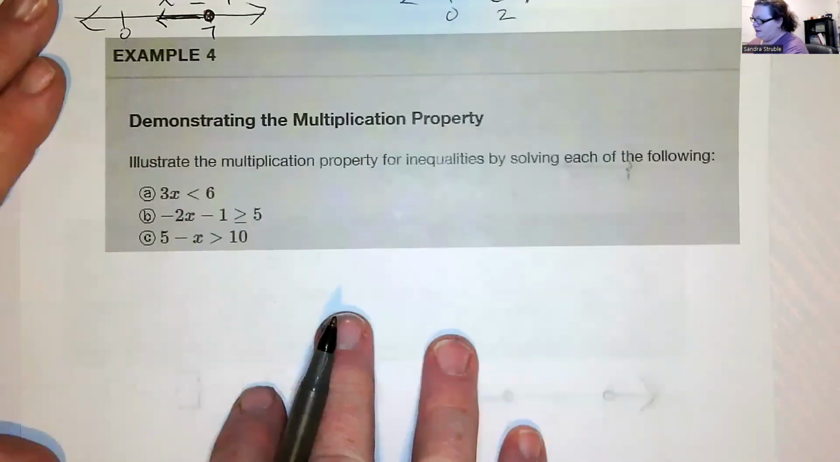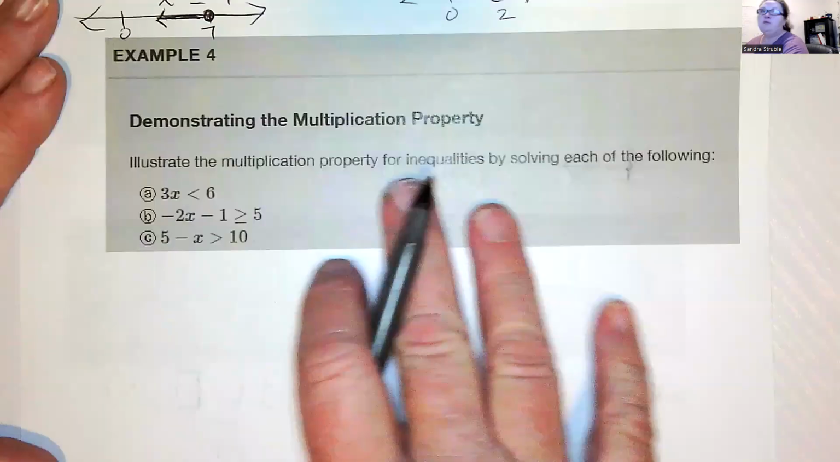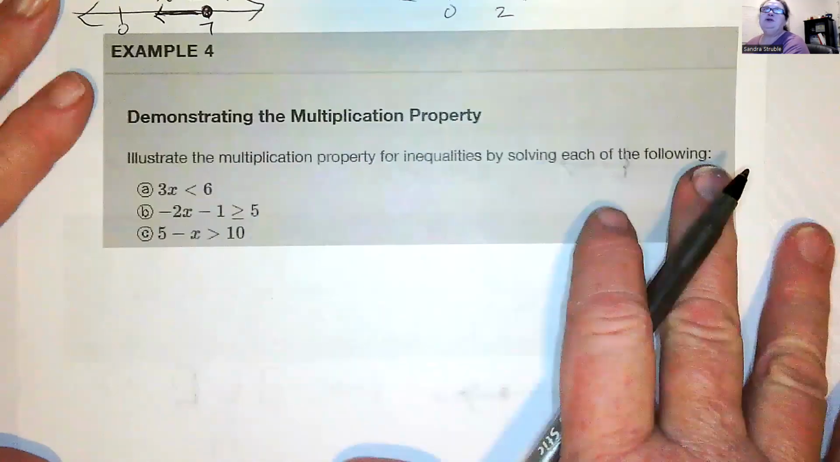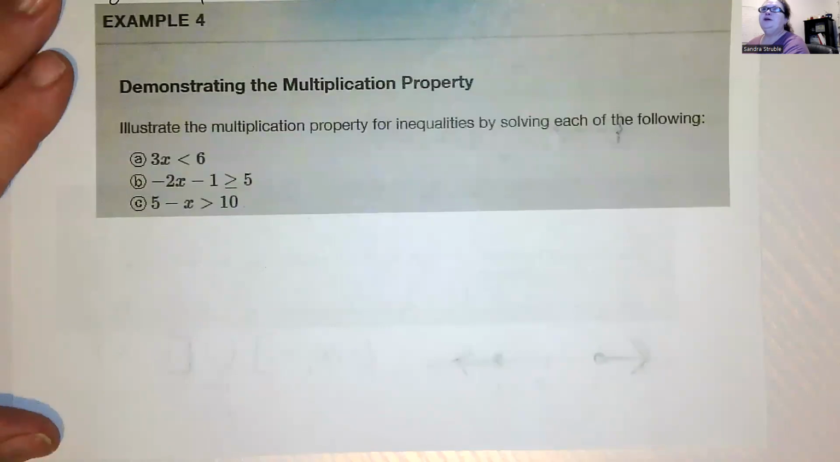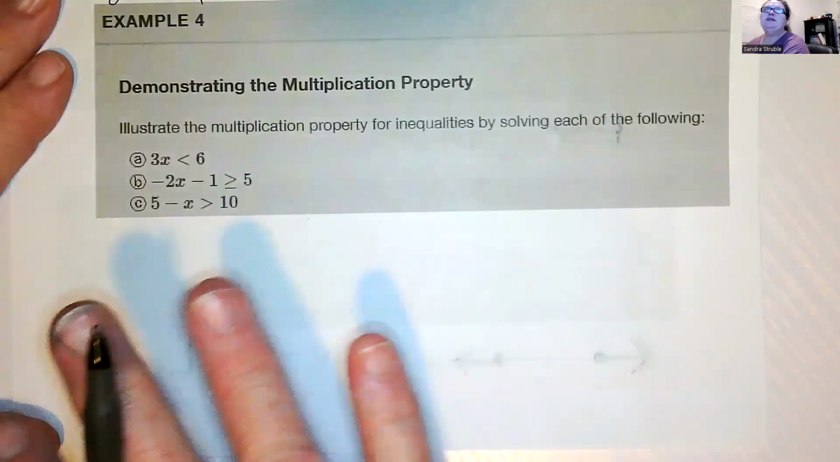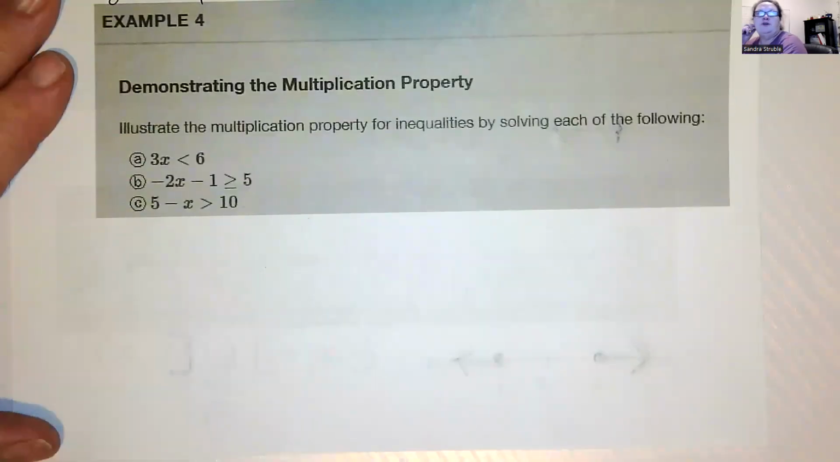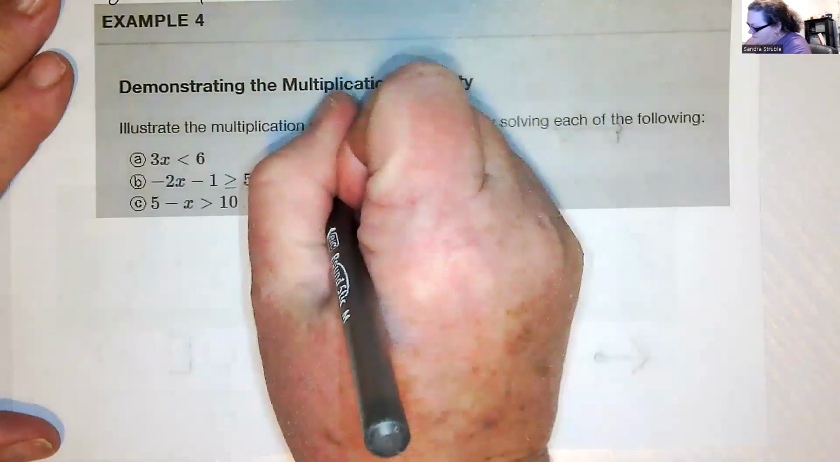All right. What's next? Demonstrating the multiplication property. Okay, this one gets fun. Be very careful here, and I need to watch my language to make sure that I'm saying the right things for you as far as explaining sign changes. We'll get there. So let's start with A.